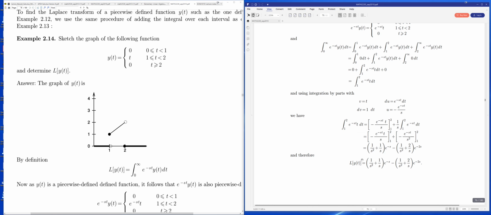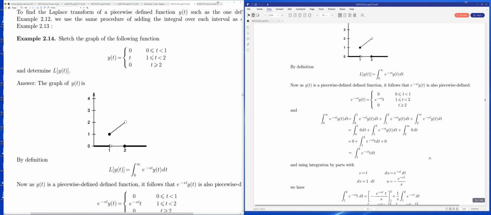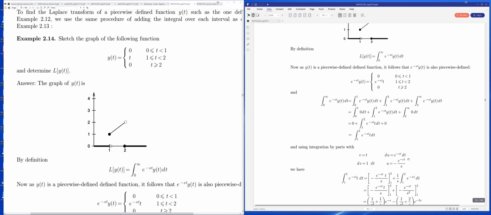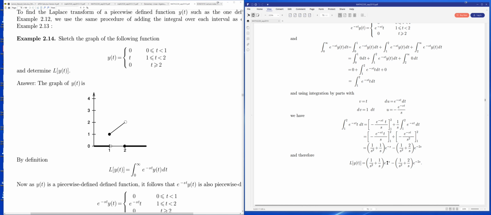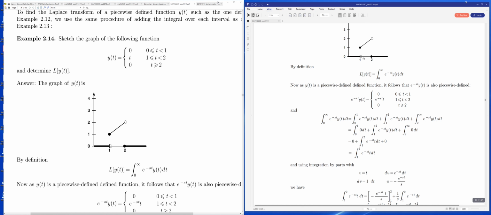Okay, so sometimes just looking at the Laplace transform, you can tell things about the function y of t, right? The original function y of t. And in this case, what this is saying is that at t is equal to 1 and t is equal to 2, you had some change in behavior.